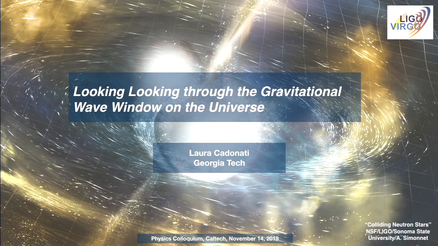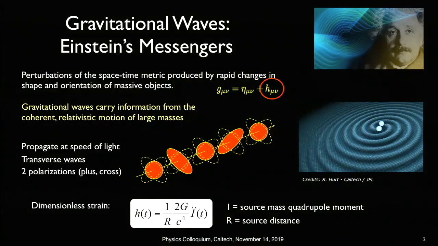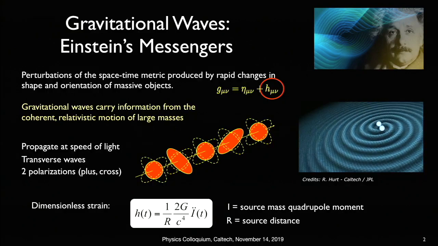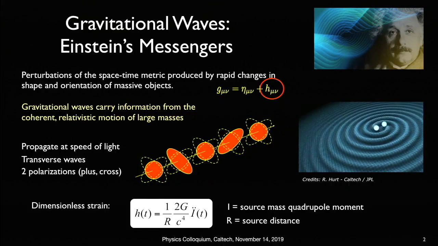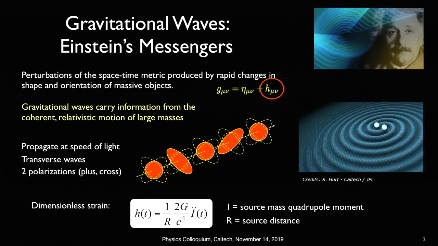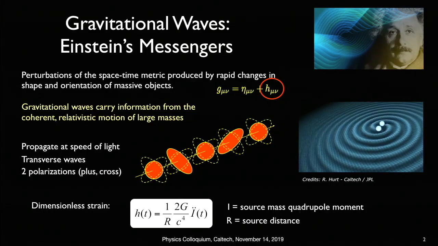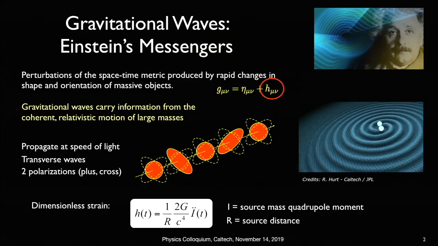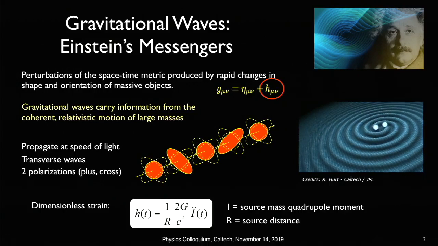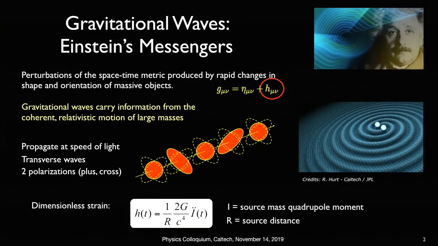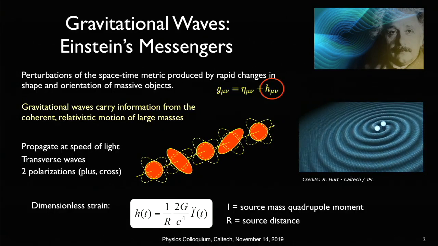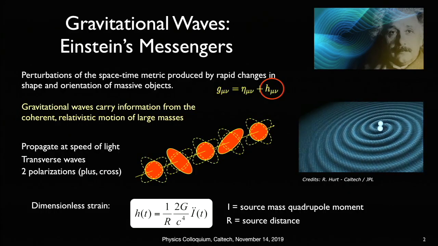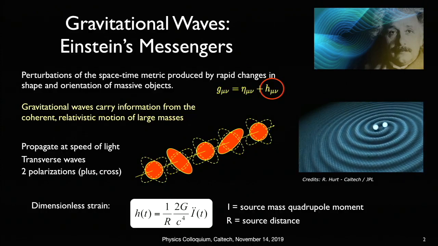So what's the outlook for the next decade or two? I will start with a very brief introduction to gravitational waves. Gravitational waves are perturbations in the fabric of space-time. They were predicted by Einstein as part of the theory of general relativity, and they are produced by rapid changes in the shape and orientation of massive objects. As such, they carry information about the coherent relativistic motion of large masses, which is a different type of information from what we learned from the electromagnetic radiation that's coming from oscillating charges. They propagate at the speed of light. They are transverse waves, and they have two polarizations, the so-called plus and cross polarizations.